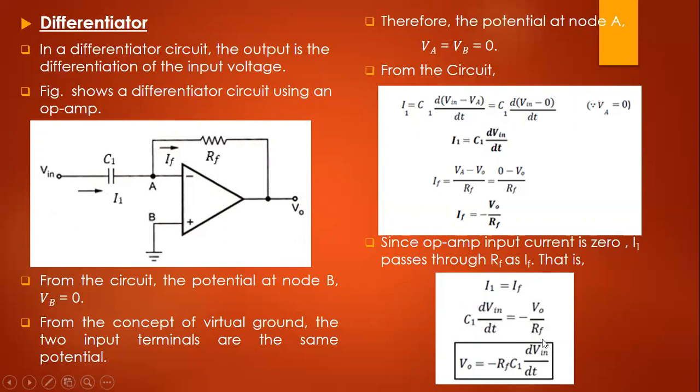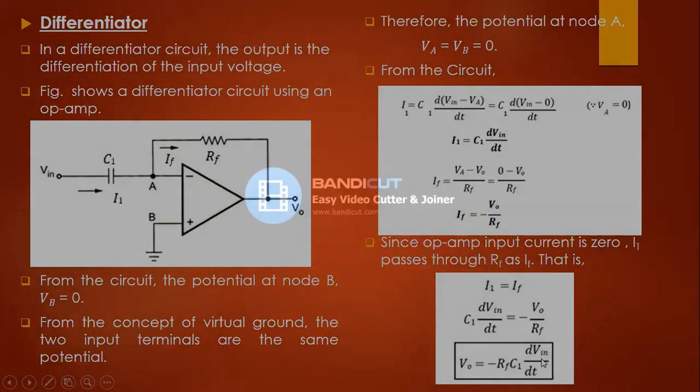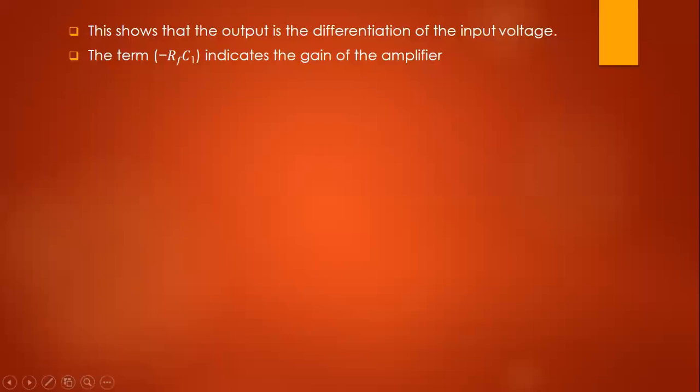So now rearranging the terms in this equation, we are going to get the output voltage as minus RF C1 d by dt of Vin. And this shows that output is the differentiation of the input voltage, and the term minus RF into C1 indicates the gain of the amplifier. So now, for example, if the input voltage is a sine wave, then the output of a differentiator is a cosine wave.